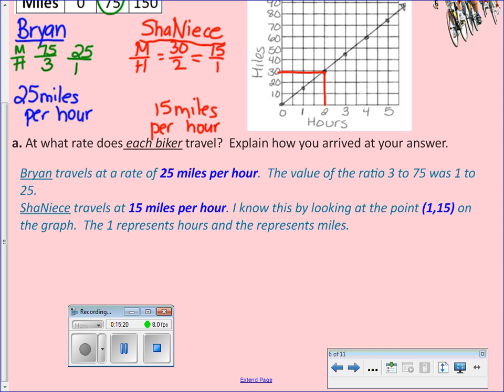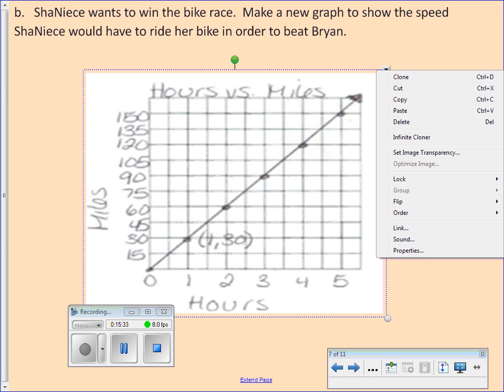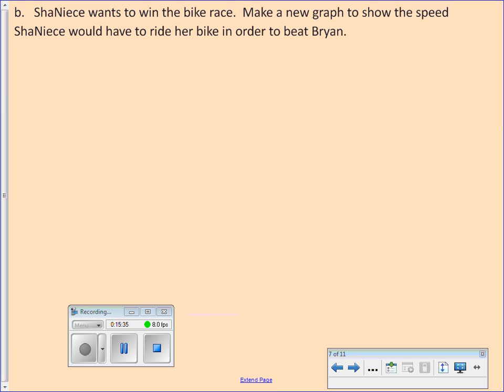All right, now, I know if I was Shanice, I would totally want to beat Brian. Because I just want to win. I want to improve. I want to do better. So she wants to beat Brian. So, Shanice wants to win the bike race. Make a new graph to show the speed Shanice would have to ride her bike in order to beat Brian. So what speed would she have to go?